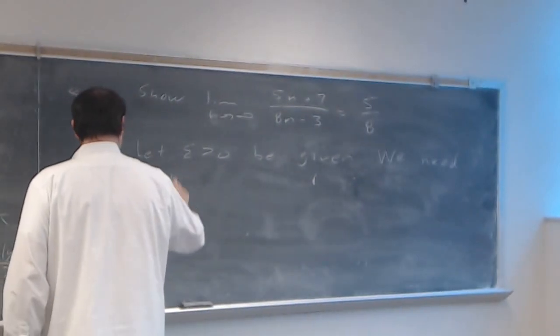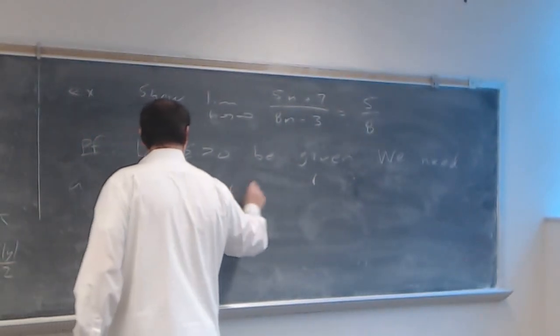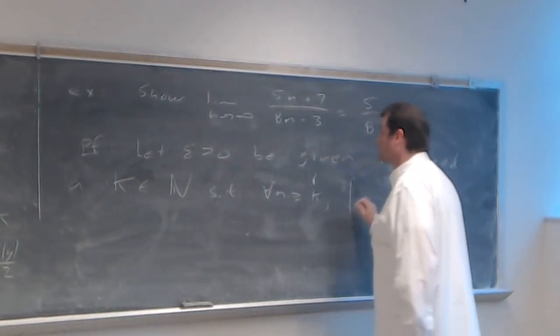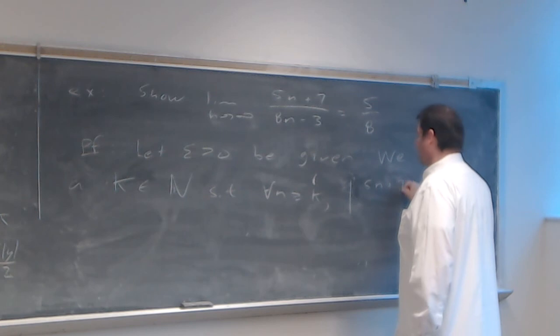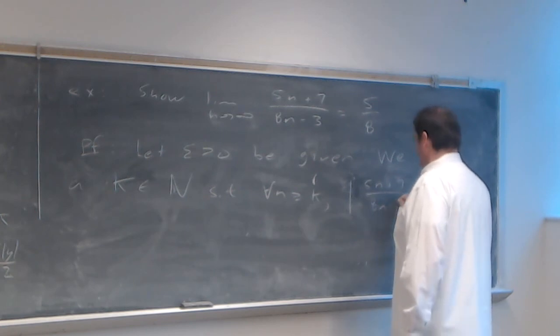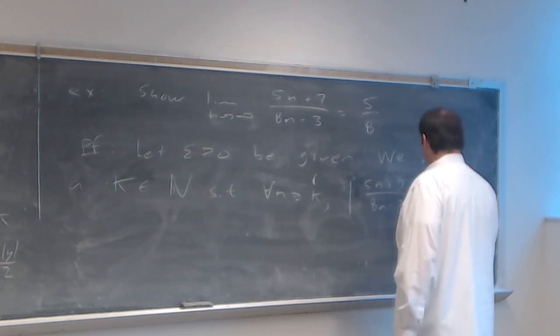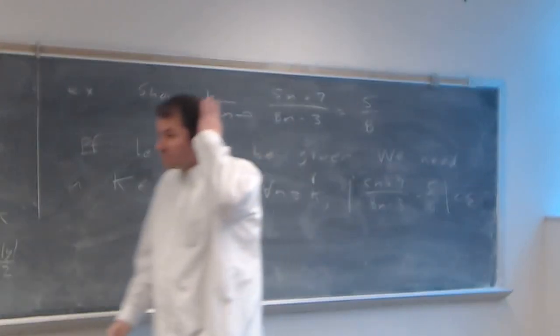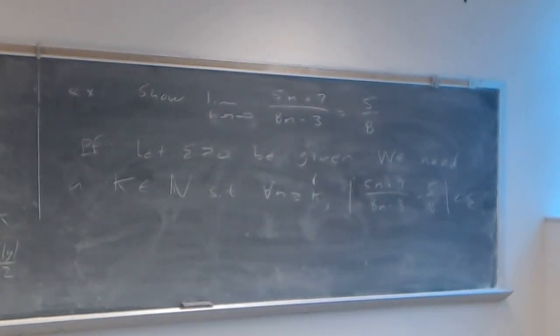It's a natural number such that for all n bigger than or equal to k, the value of |(5n + 7)/(8n - 3) - 5/8| is less than epsilon. That's what I want. Let me give everybody a second to catch up. Then I'm going to work with that quantity, trying to make it smaller than epsilon.